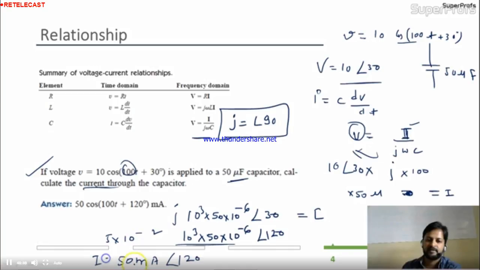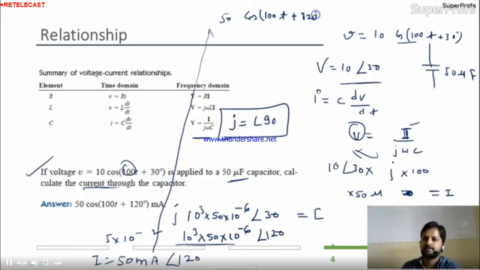This is my answer. So can I write this thing, come to this side, as 50 cos(100t + 120 degrees) milliampere? This is the answer over here.